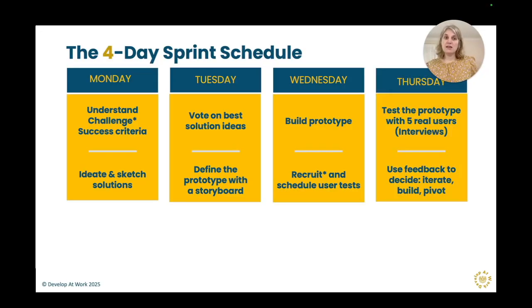Because user testing happens on Thursday, ideally there are 5 interviews with 5 users, and at the end of Thursday, the team will have enough information and answers to those success criteria that they defined on Monday to decide if it's worth iterating on that solution. It's good but not good enough yet. If the solution can be directly moved into, yes, let's build this, or if actually they have to pivot and find a different solution because that one is not going the right way.